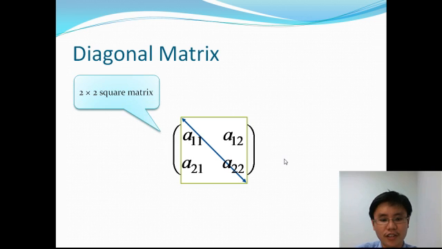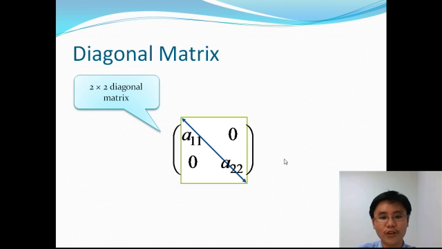Let's consider a 2 by 2 square matrix. By using the picture of the square, you can see that the elements that lie on the diagonal are A11 and A22. Elements which do not lie on the diagonal are A12 and A21. If all the elements which do not lie on the diagonal are zeros and all the elements on the diagonal are non-zeros, then you will have a 2 by 2 diagonal matrix.